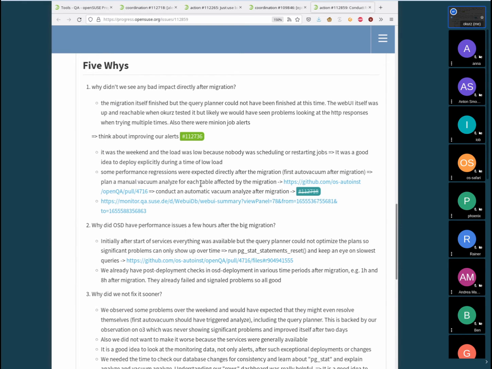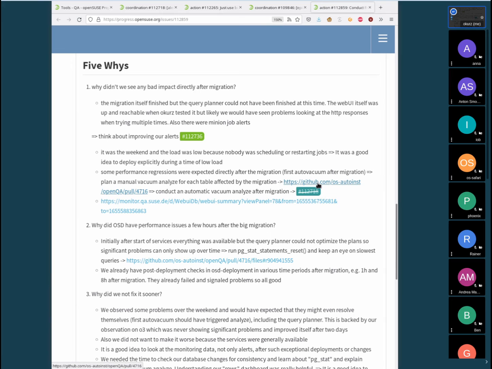But what we learned is that it's a good idea to plan a manual vacuum analyze for each table affected by the migration. And this is confirmed by PostgreSQL developers. They said, yes, after migrating the types in tables, it makes sense to explicitly trigger a vacuum analyze process, which is vacuum the table, analyzing it, and it will make PostgreSQL generate a new query plan. So that's just best practice that we were not aware of before, and we learned about that.